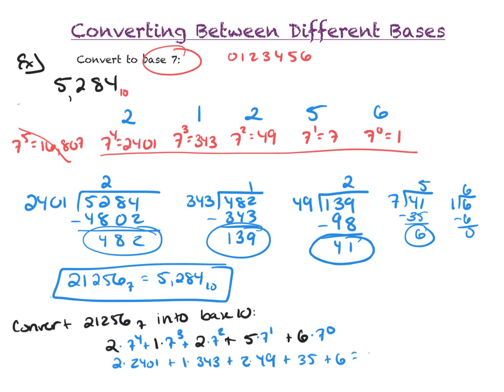Add that all up and you can double check me. Please do. You should get 5,284. And yes, that guy is base 10, but if it's base 10, you don't have to write the base in. Only if it's a base that's different than what we're used to, base 10. Very cool.